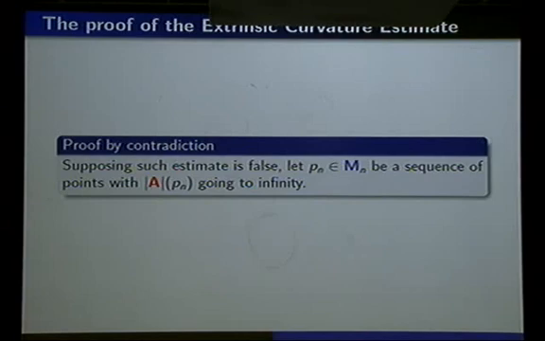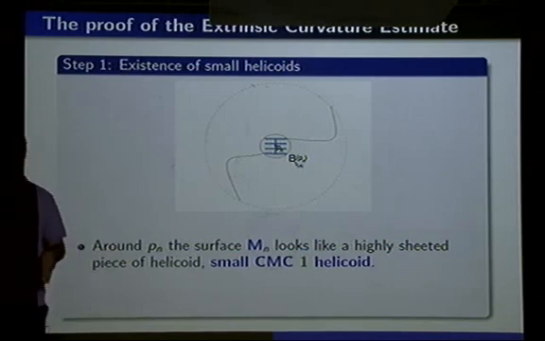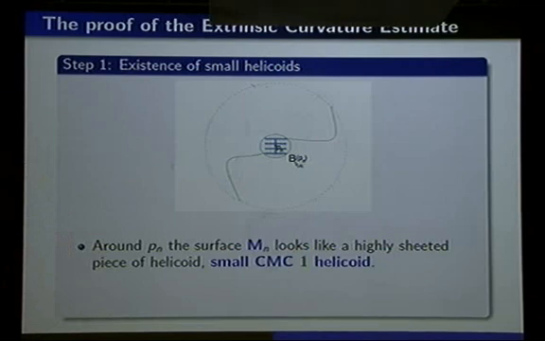Then we need to study the geometry of the surface at points where the curvature is arbitrarily large. So the first step is to prove that the surface looks like a piece of helicoid, a small CMC1 helicoid. The way to see this is rescaling on the scale of the second fundamental form: in the limit one obtains a helicoid. So on a ball of radius 1 over the second fundamental form, the surface looks like a helicoid.